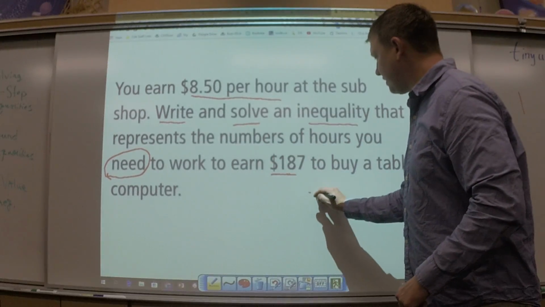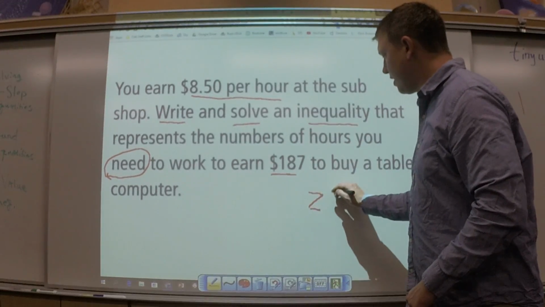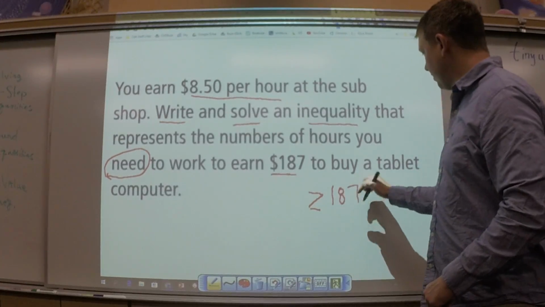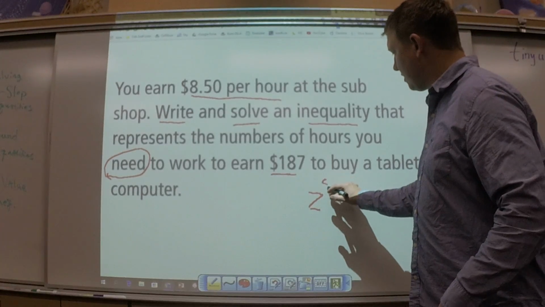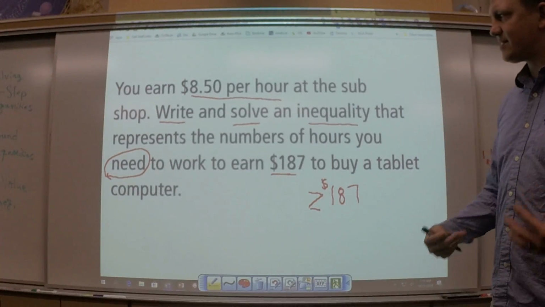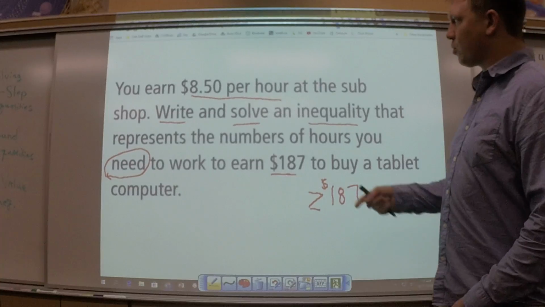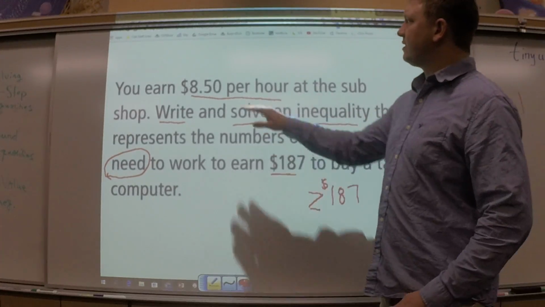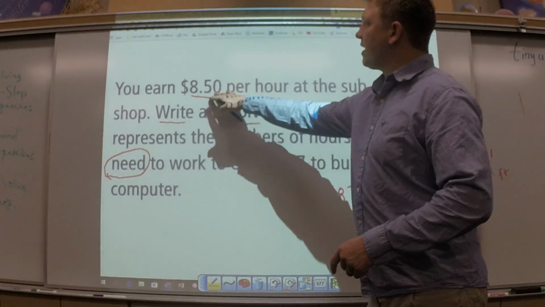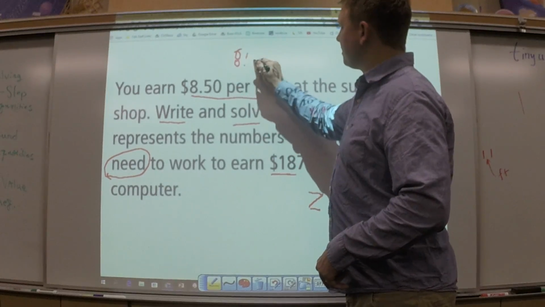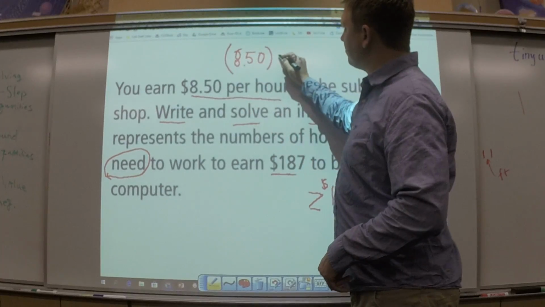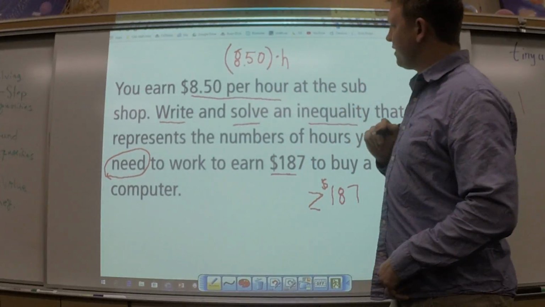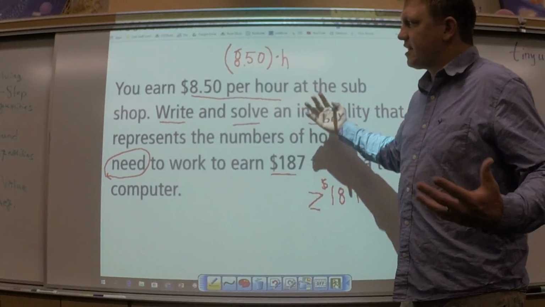And so I'm going to say it needs to be greater than or equal to 187 in order to buy a tablet computer. It needs to be larger than that much. I need to save that much money. I need to be able to work enough hours. Well, I'm making this much per hour. One way that we write $8.50 per hour is to take that number and multiply by the number of hours. That's H.